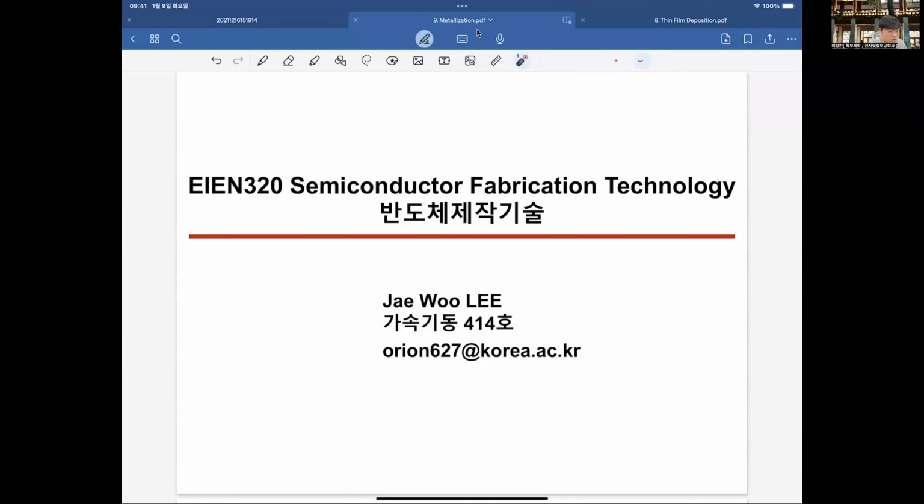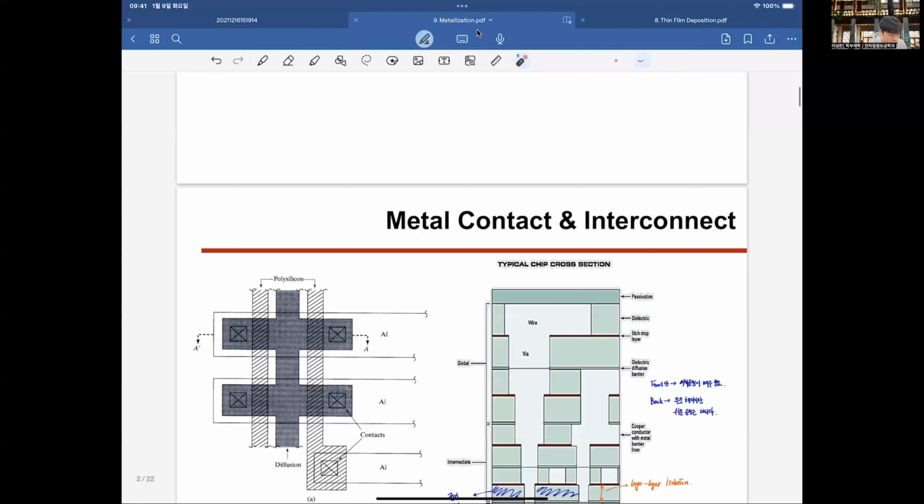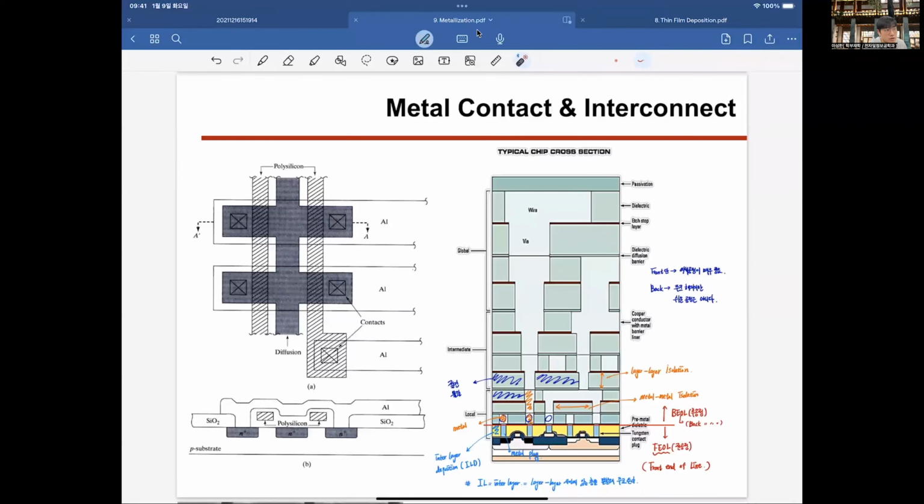Hi, today I'm going to talk about the metallization of the fabrication technology. Metallization is when we make a device, they need to contact each other. So we use the metal to the surface of silicon or other devices to make the connection.